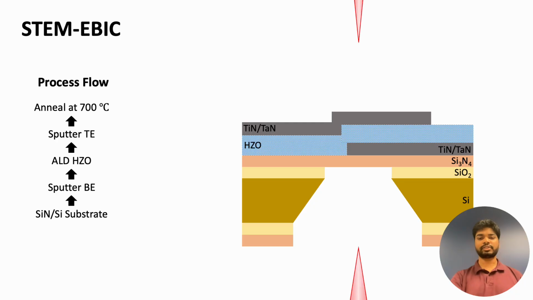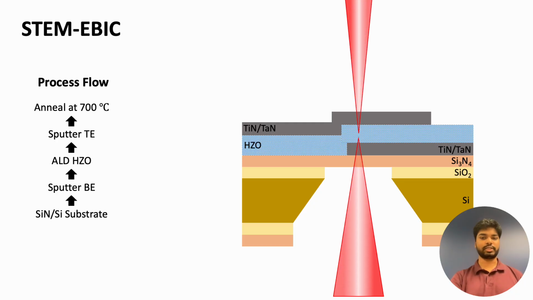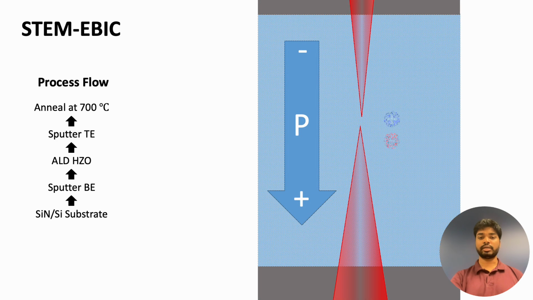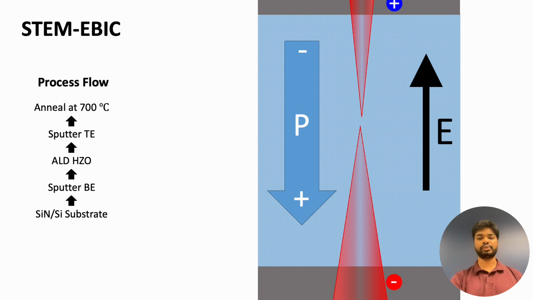EBIC works by rastering an electron beam across a ferroelectric sample through the electron transparent nitride electrodes. This creates electron hole pairs that are deflected to the top and bottom electrodes based on the strength and polarity of the internal electric field, which is proportional to the local ferroelectric polarization, hence enabling us to capture the local polarization. These signals are collected using two transimpedance amplifiers, one for each electrode, and their strengths are used to determine the local polarization across the samples.